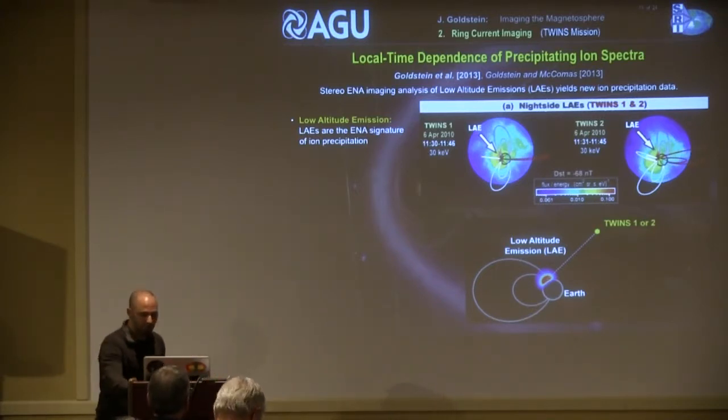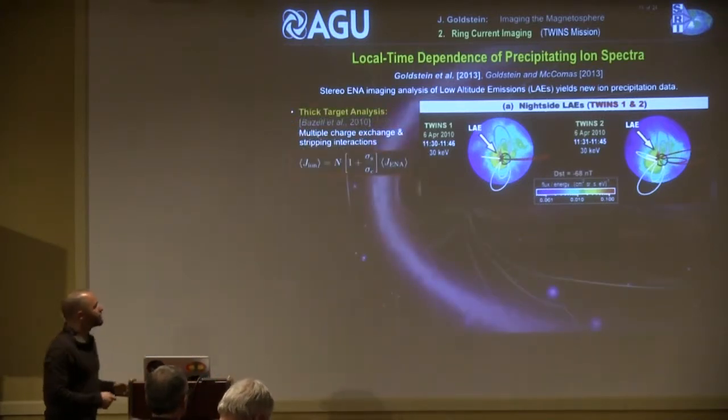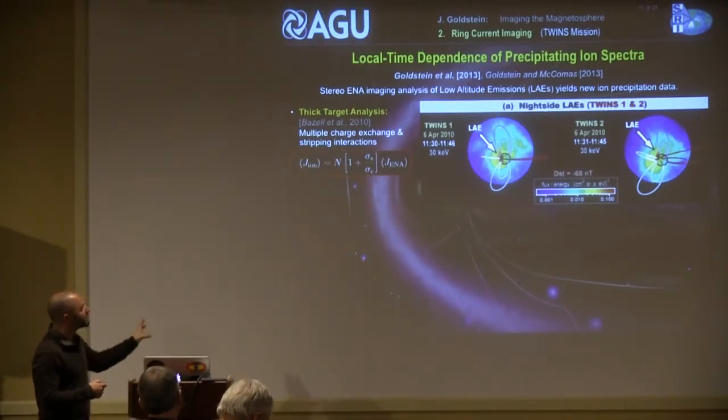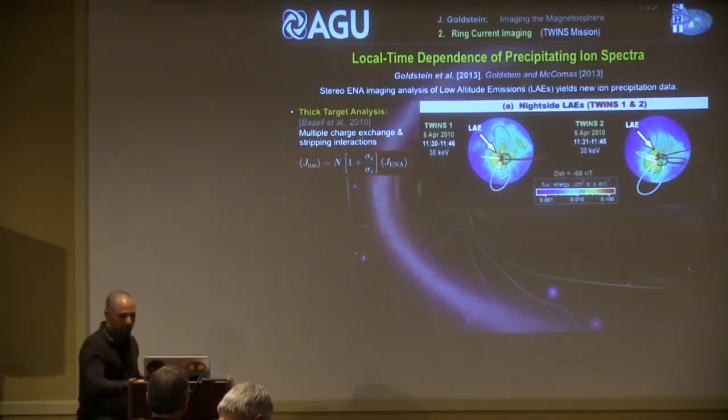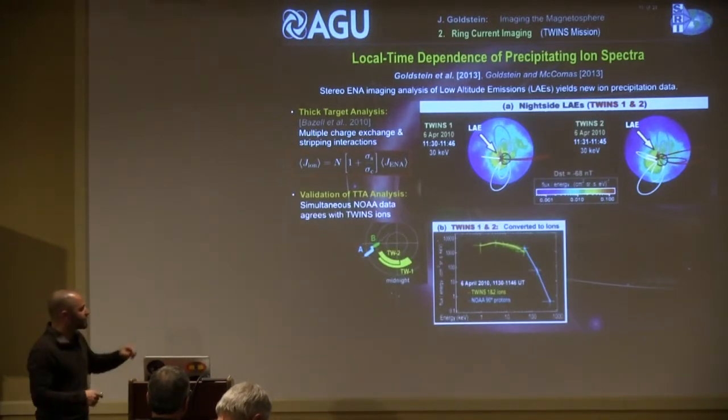So Bazell et al. used some simple analytical approximations and produced, I think, a pretty elegant way of converting the ENA pixel averaged intensity to an ion flux. And the result of doing that for this particular study is shown here. That's the yellow data.